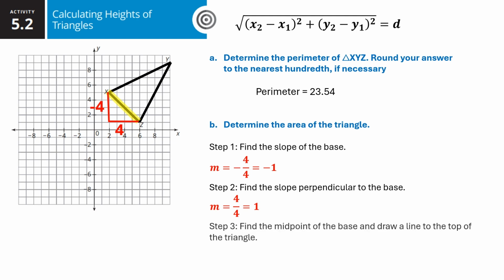Now the next step will be to find the midpoint of the base and to draw an auxiliary line from the base to the top of the triangle. The midpoint of the base is 4, 3.